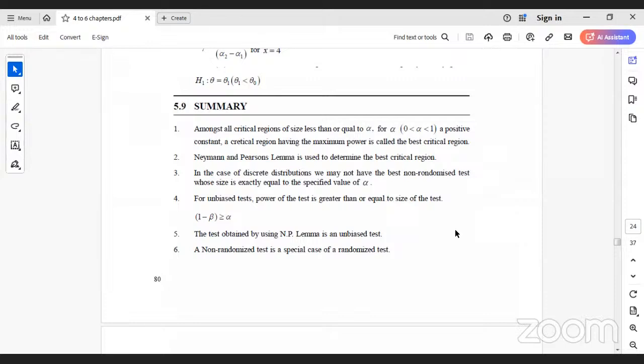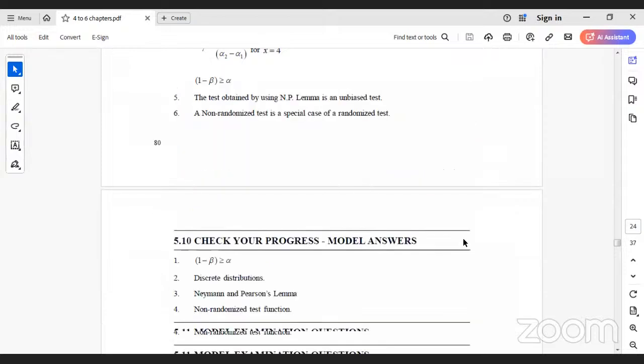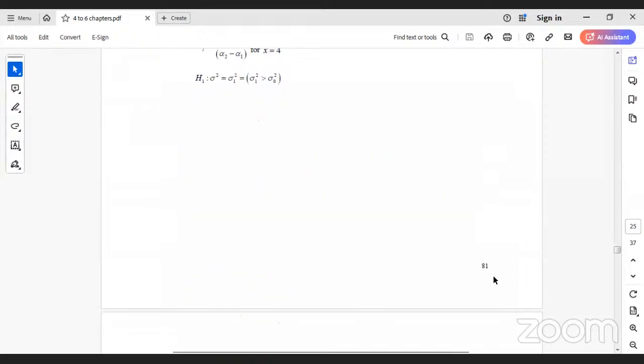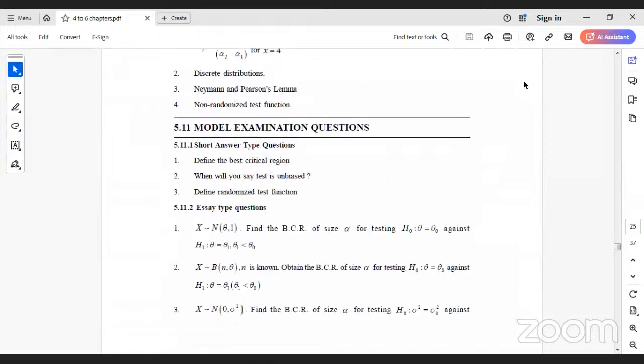For an unbiased test, the power of the test is greater than or equal to the size of the test, that is, 1 minus beta is greater than or equal to alpha. The test obtained by using the NP lemma is an unbiased test. Mind it, this is an unbiased test. A non-randomized test is a special case of a randomized test. This is the fifth unit, and this is what you have to learn in this unit.